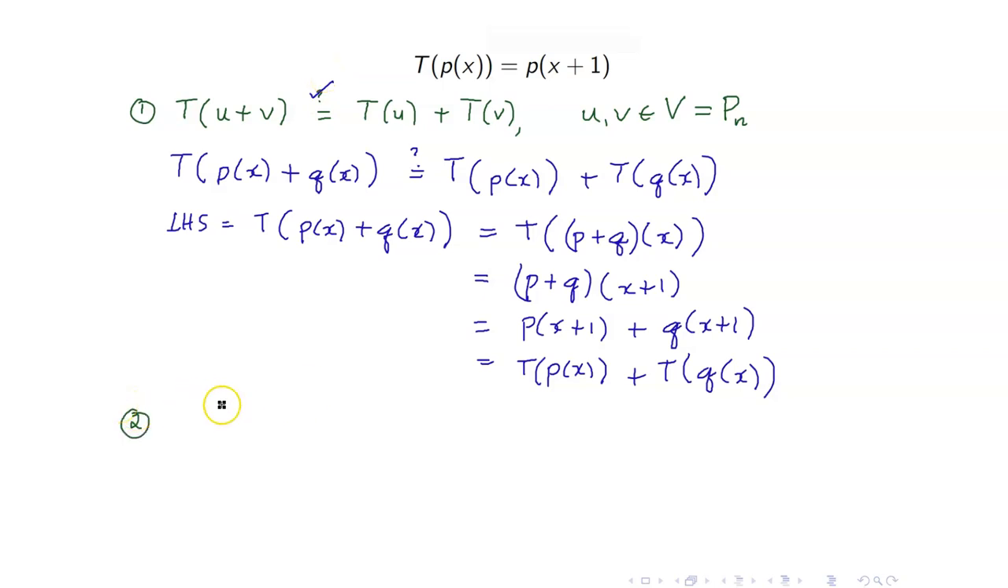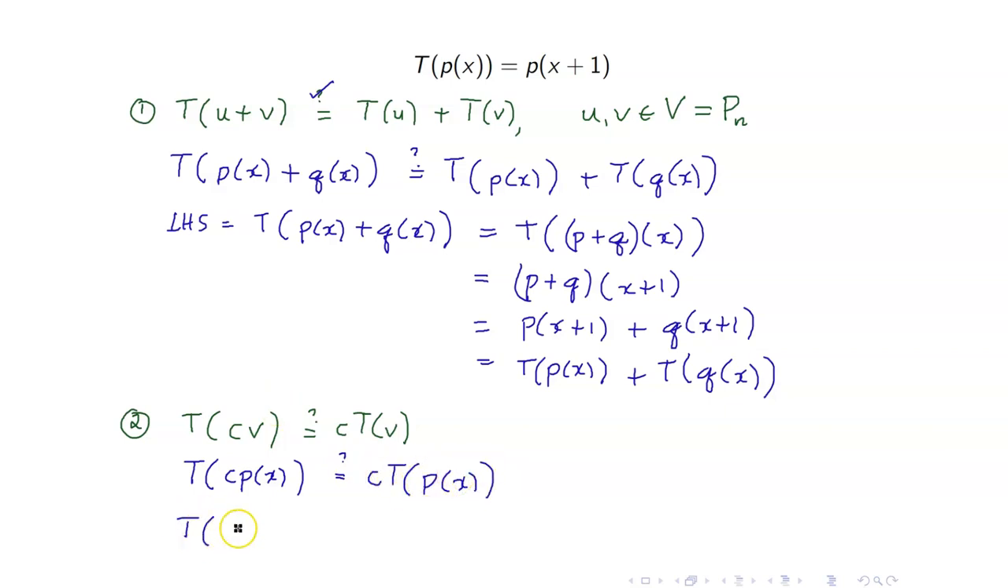For our second property, we want to verify that T of c times v, is that the same as c times T of v? Can we pull out your scalar? I will first replace my v by an arbitrary element in V. So that's P of x. This is what I want to check. Starting with T of c times P of x, the function T maps it to c times P of x plus 1. And c times P of x plus 1, I can view it like that. So that's c times T of P of x. So that takes care of your second property. This is really a linear transformation.